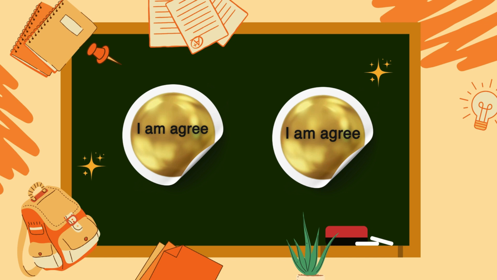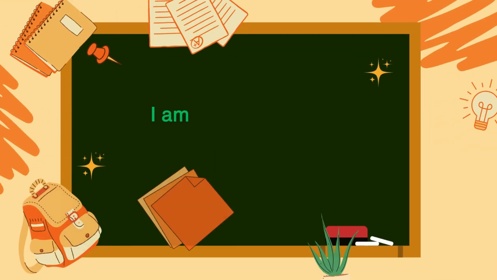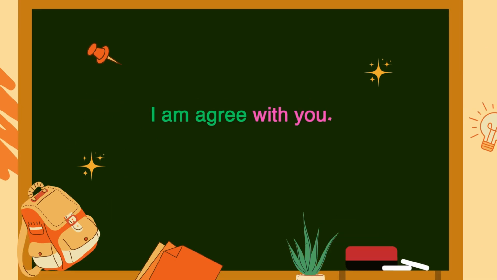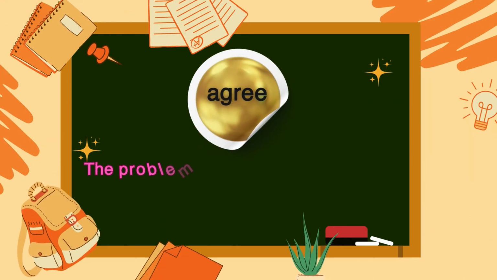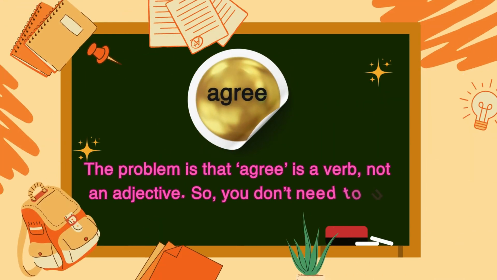Next up is mistake 4, saying "I am agree." This is a mistake I hear all the time, but don't worry, it's an easy fix. Here's the mistake, saying something like, "I am agree with you." Sounds okay, but it's actually wrong. The problem is that agree is a verb, not an adjective. So, you don't need to use am before it.